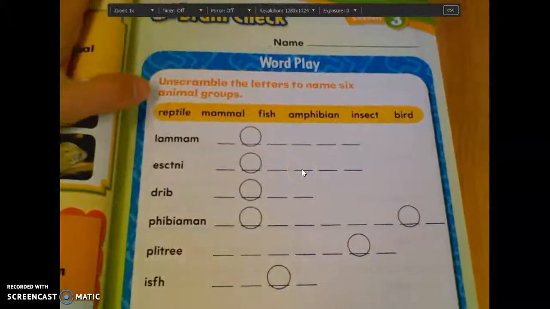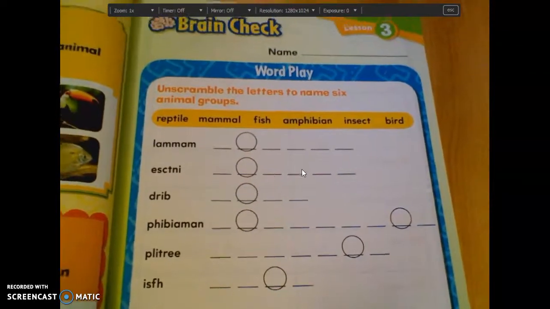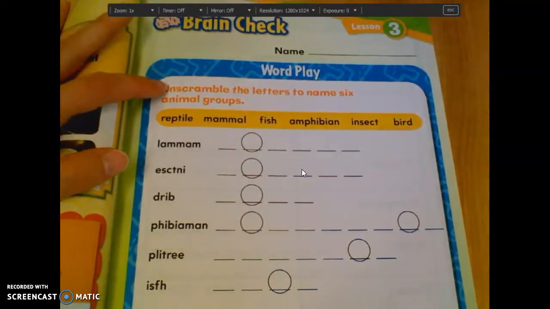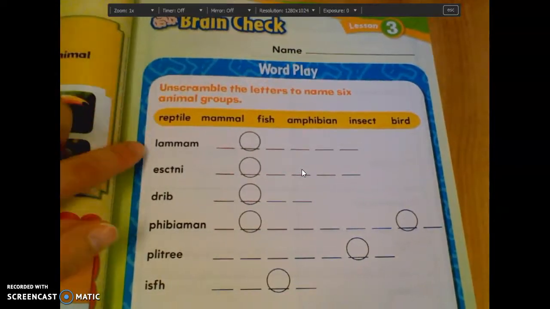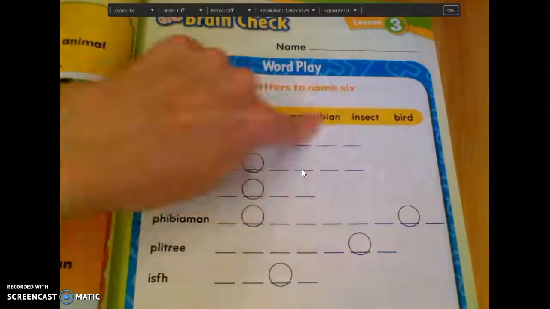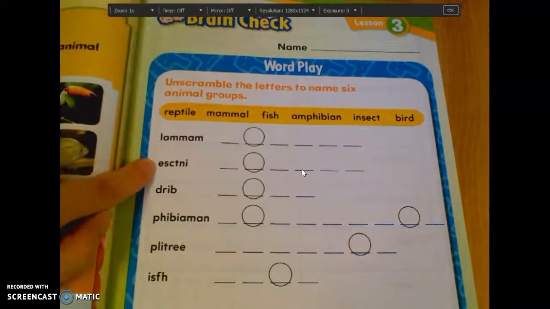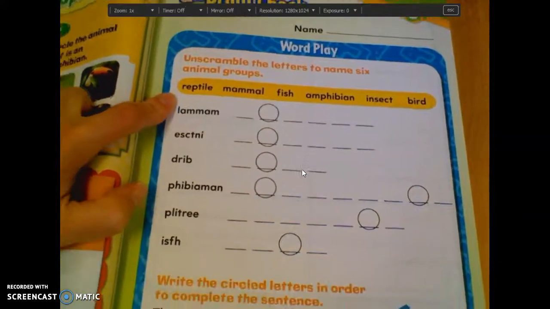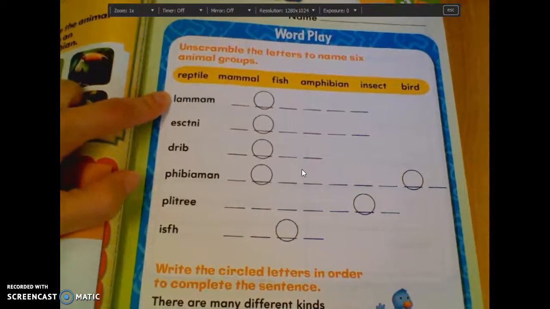Right, in science today, we are doing the brain check on page 117. And first it says to unscramble the letters to name six animal groups. So we're going to unscramble. So here are animal groups up at the top. We're going to unscramble these letters to make those different groups. So what is this first animal group? What is that one saying?